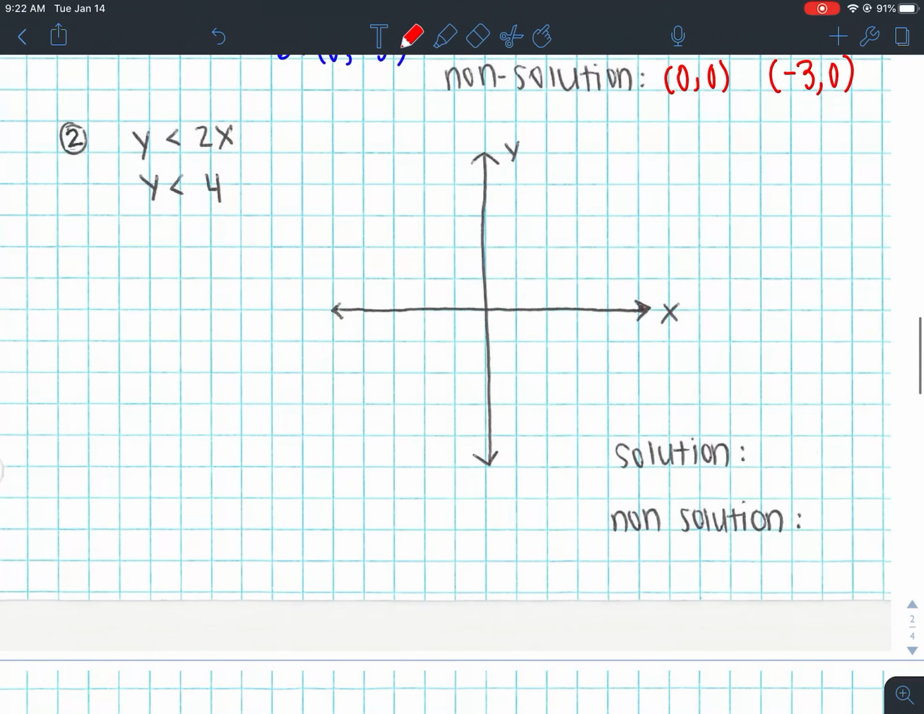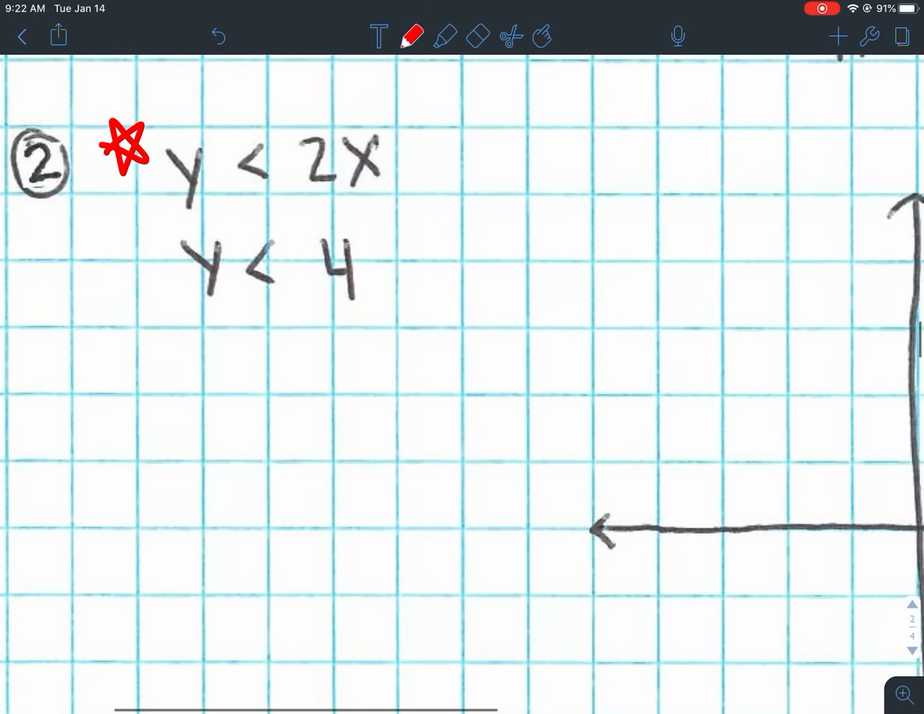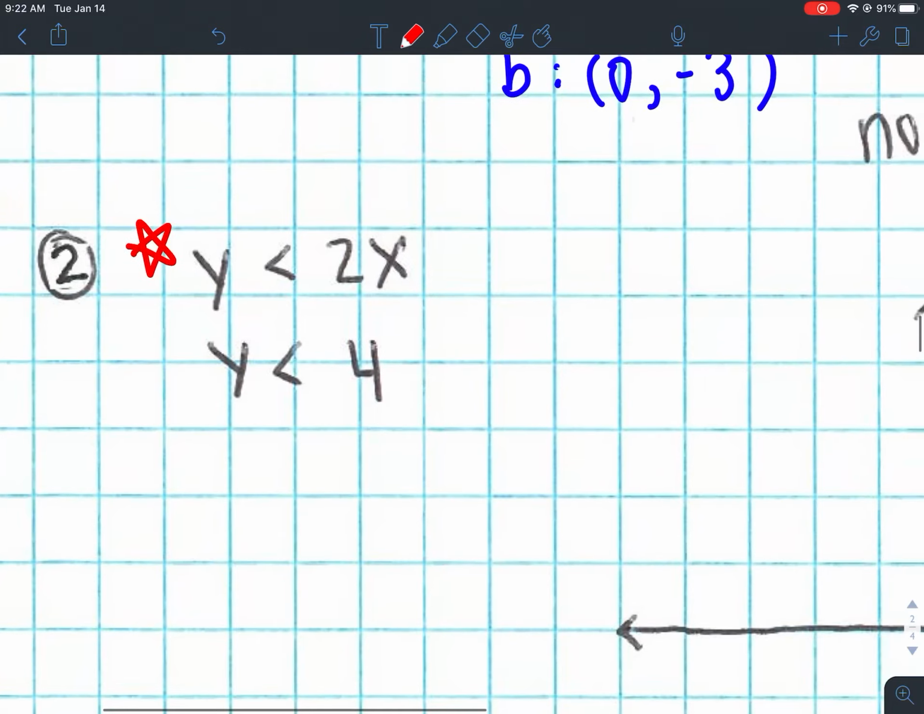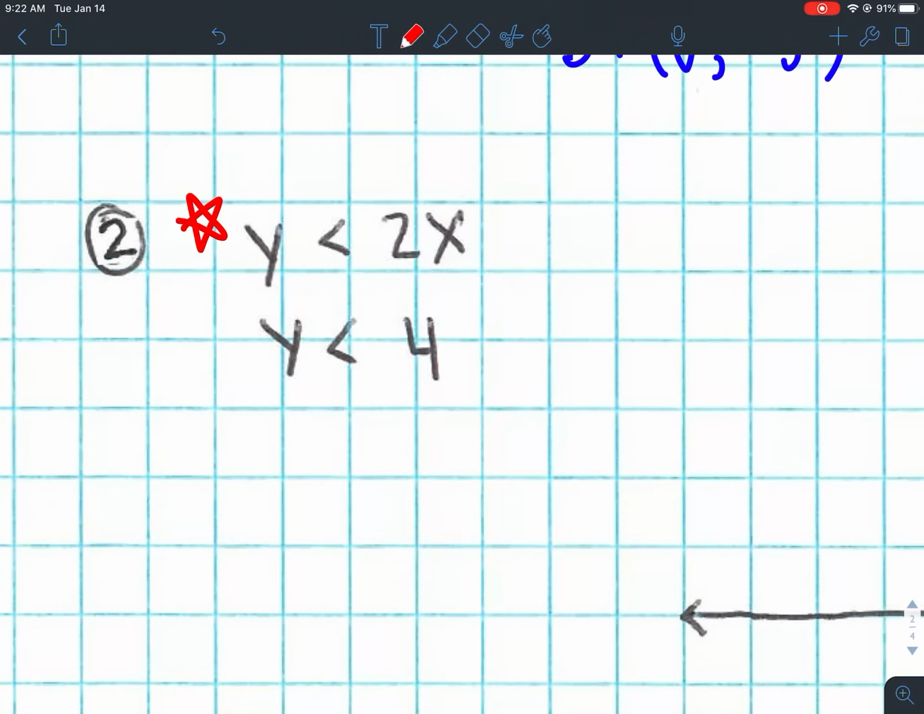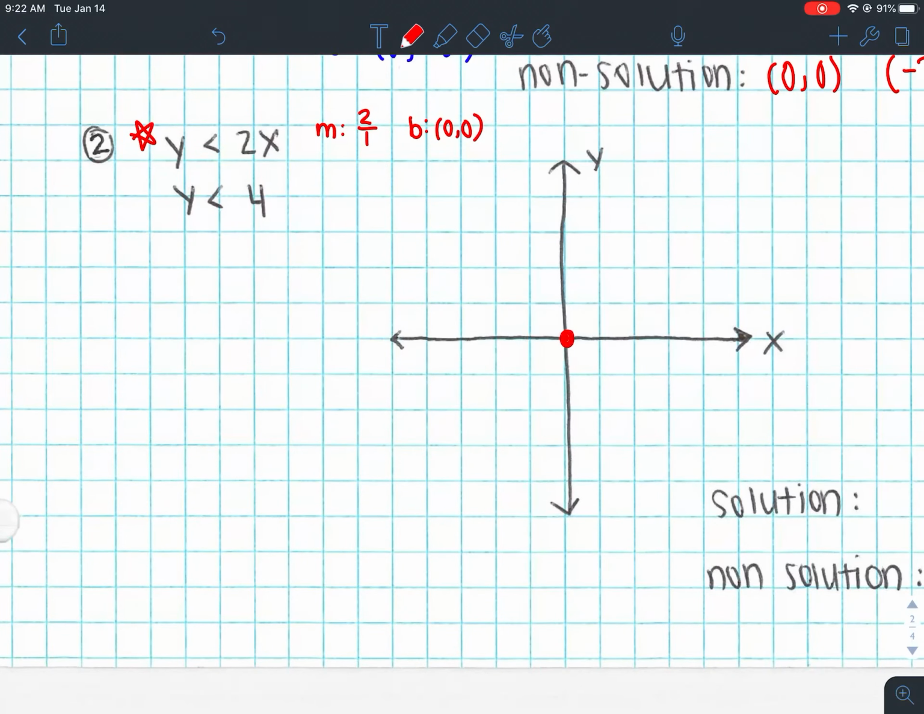Okay, moving on to the second problem. y is less than 2x and y is less than 4. Well, here I notice that both of my inequalities already have y by themselves, so I can go ahead and start. So I'm going to start here. y is less than 2x. So my slope here would be positive 2 over 1, and my y-intercept would be 0, 0, because there's no number being added or subtracted back there. So I would start at the origin 0, 0, and I would go up 2 and to the right 1, because we have a positive slope. Or I can go down 2 and to the left 1.